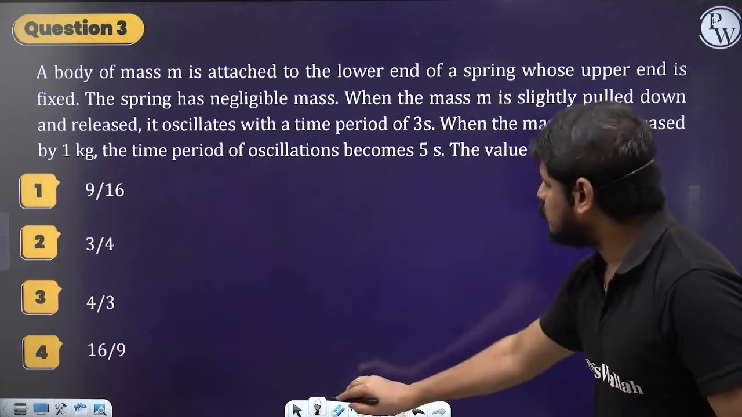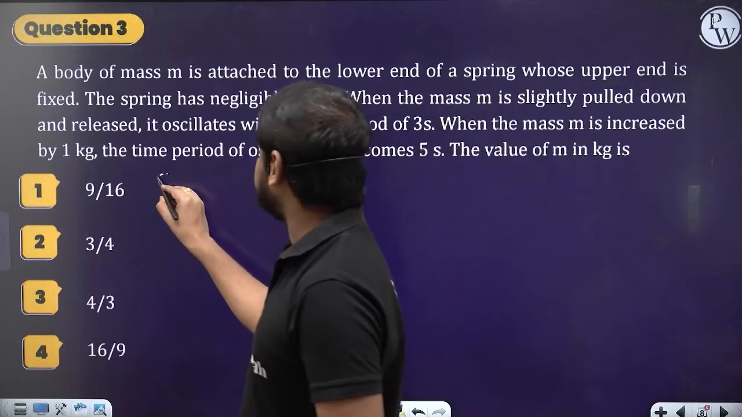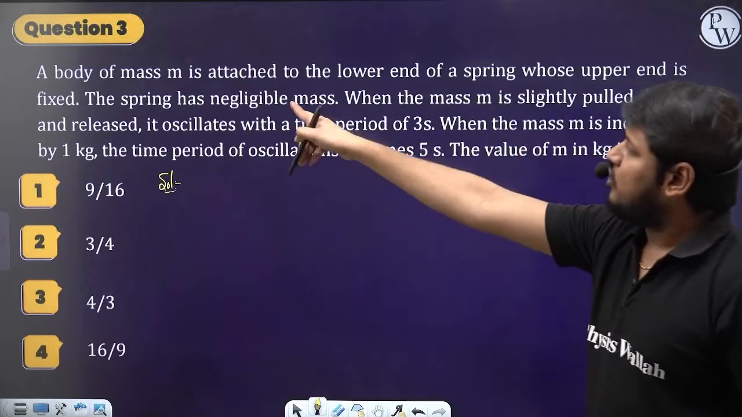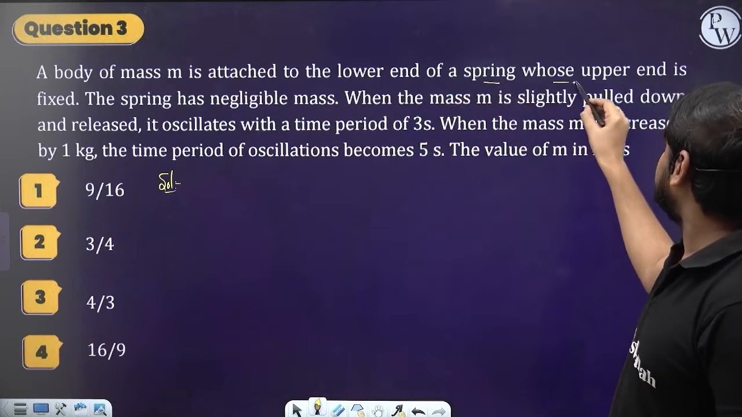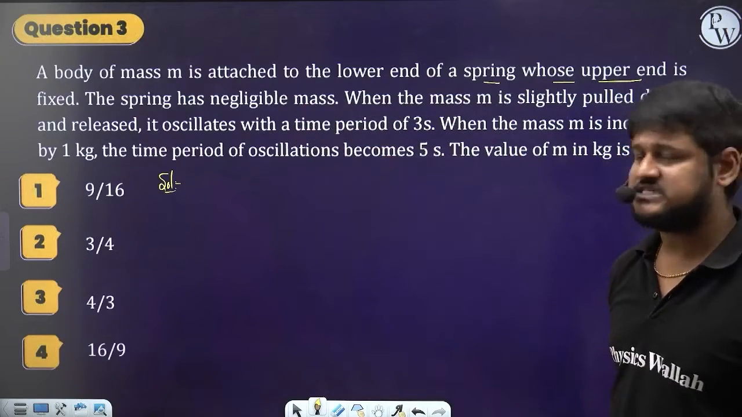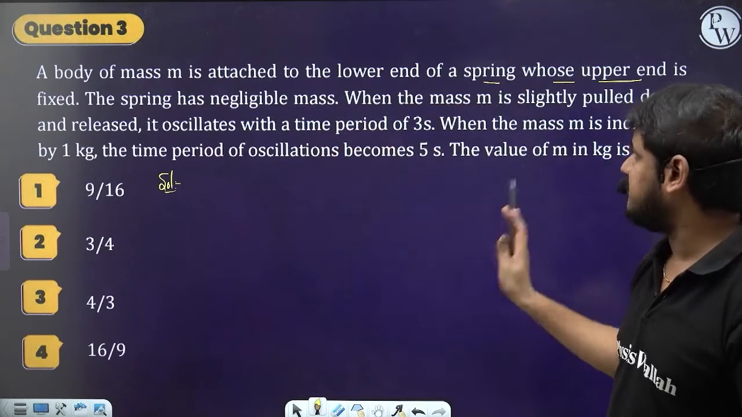So we got one more question. Can you guys try this? What does the question say here? A body of mass m is attached to the lower end of a spring whose upper end is fixed. Okay, so mass m is attached at the lower end, and the upper end is fixed. The spring has negligible mass, so spring mass is neglected.